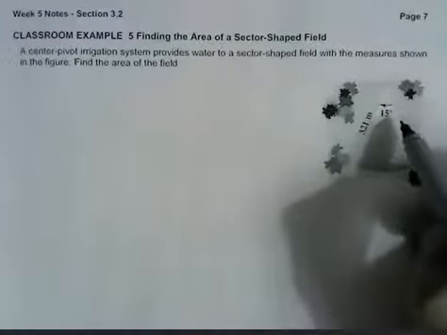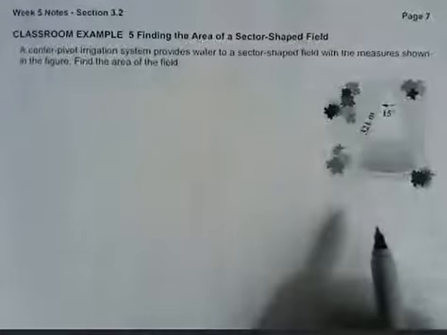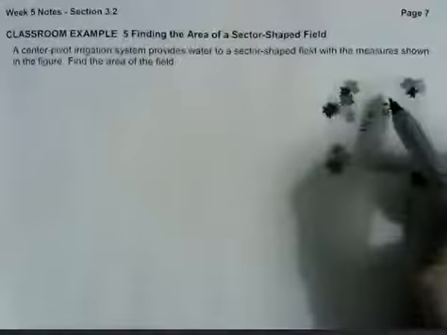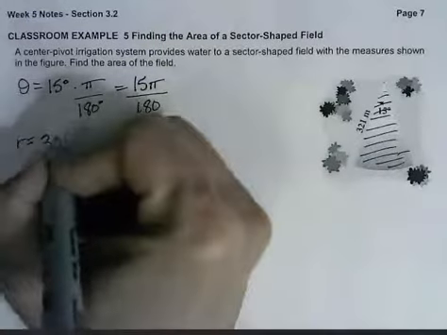In this picture we've got a center pivot, and we want to know what happens if we use the center pivot on a sector of a field with an angle of 15 degrees and a radius of 321 meters. We want to know how much area that irrigation is going to cover. What we're trying to find is the area of this region in here. We know our angle is 15 degrees. To use this formula, we have to convert this to radians. The other thing we need for the formula is the radius. That's going to be 321 meters.